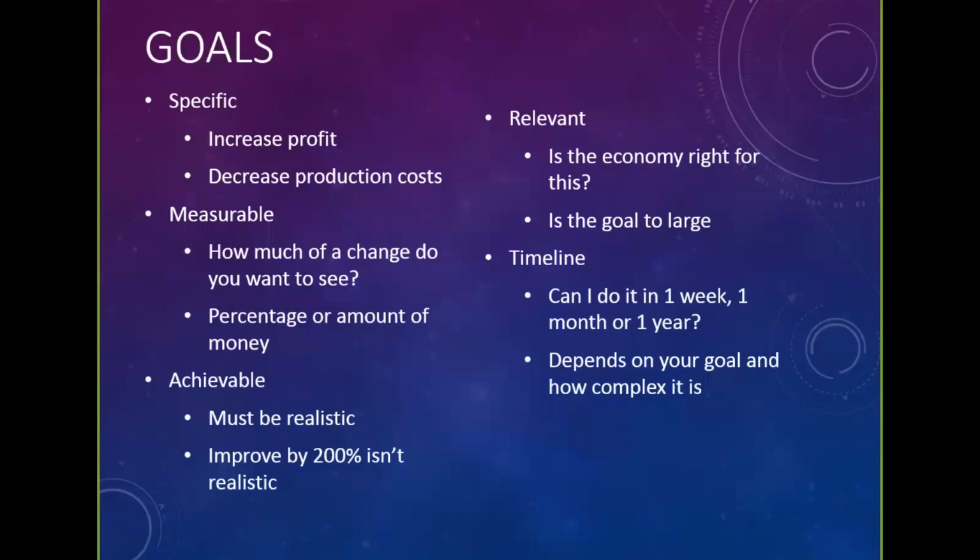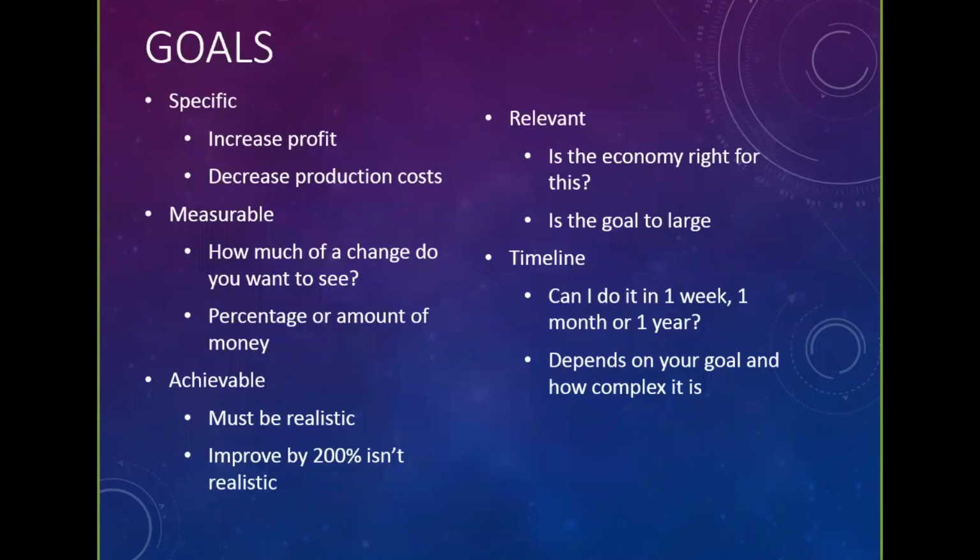It needs to be measurable. How much of a change do you want to see? So this might be, I want to increase my production by 10% in the next year. I want to increase my profit by $50,000 in the next 5 years. And if you don't have a way to measure it, you won't be able to figure out how far along you are in trying to achieve those goals.